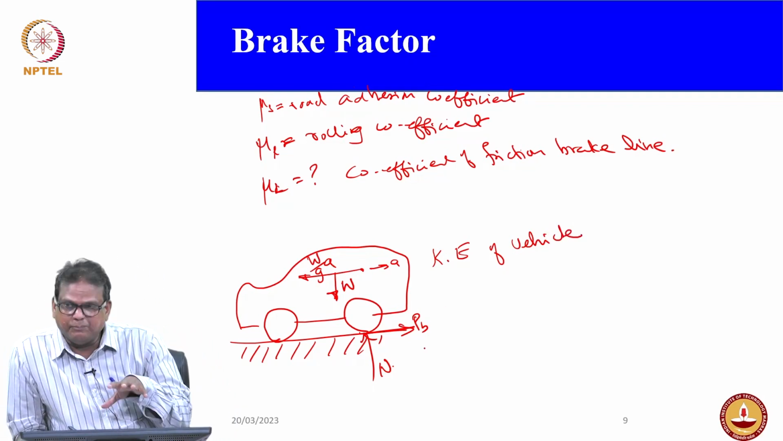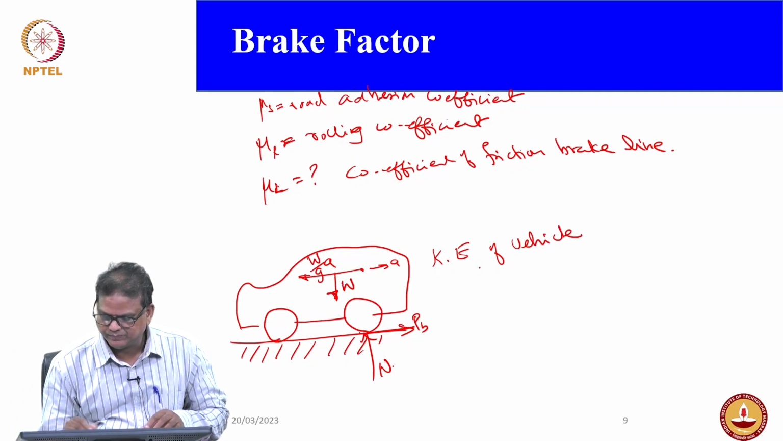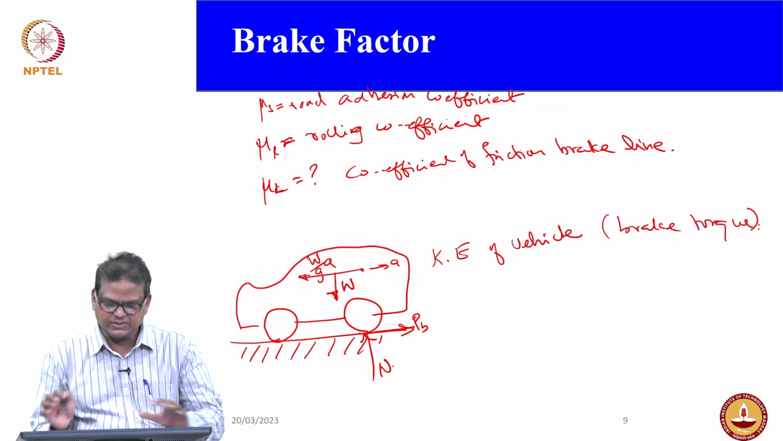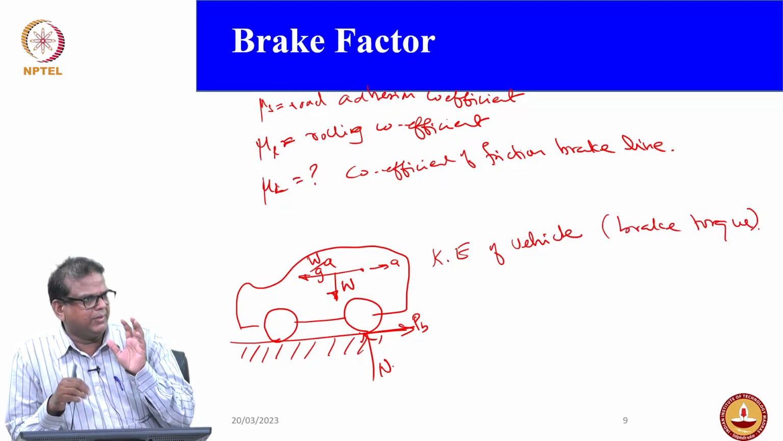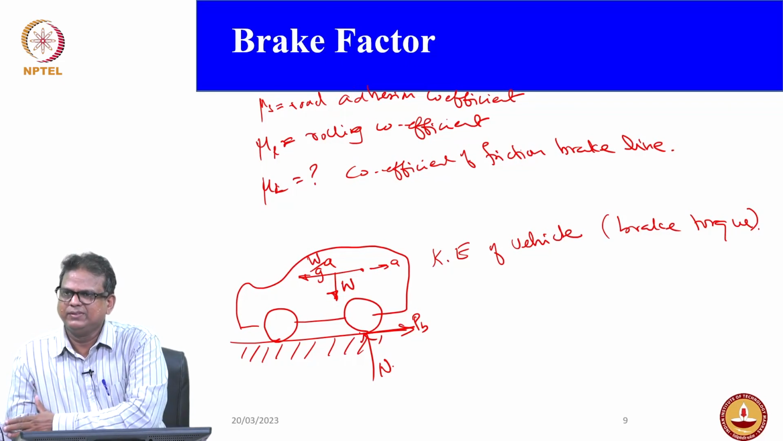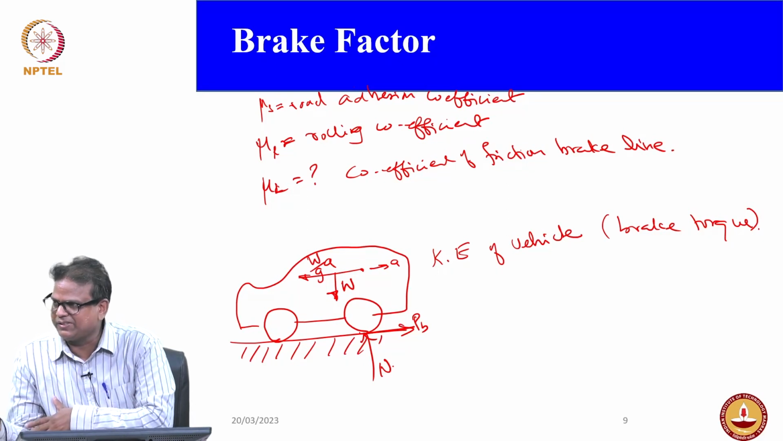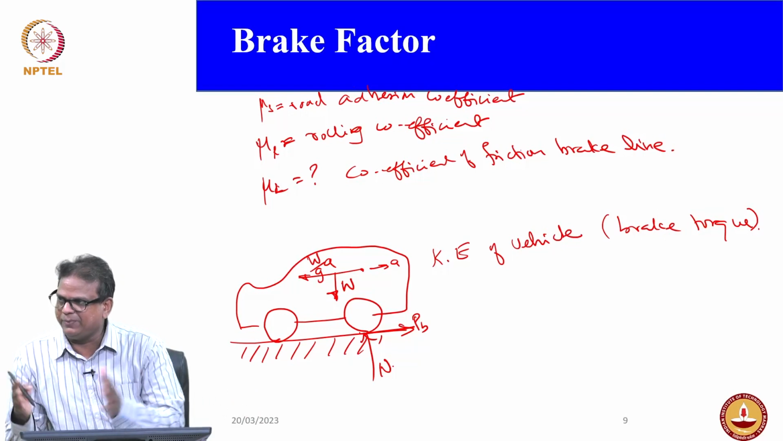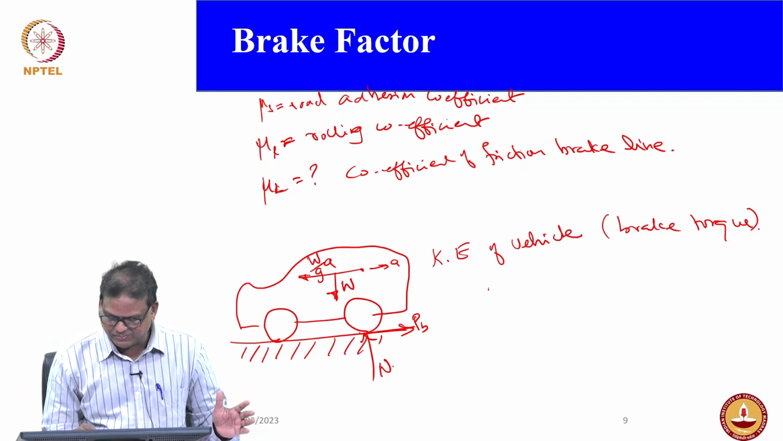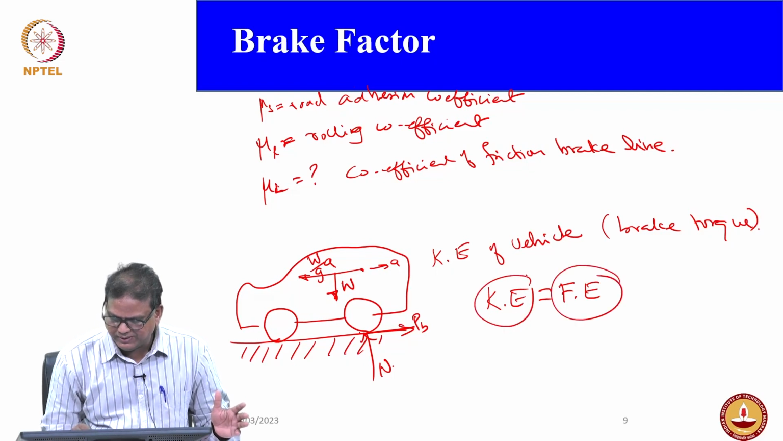So you will have a brake torque, coming from the vehicle. This is one aspect. When I want to stop the vehicle, the entire kinetic energy should be matched with the friction energy. Only then does the dissipation happen and the vehicle can stop. Until then, the vehicle cannot stop. So the entire kinetic energy must be equal to my friction energy.